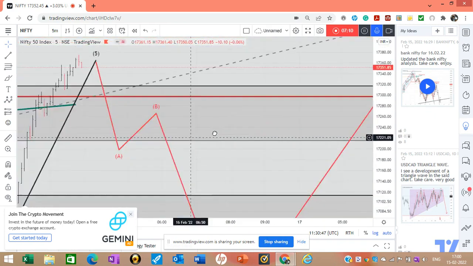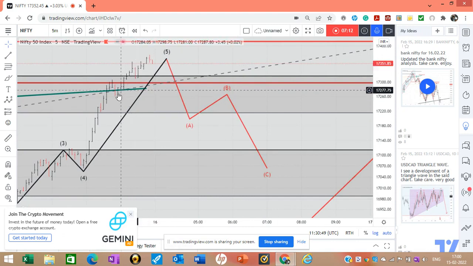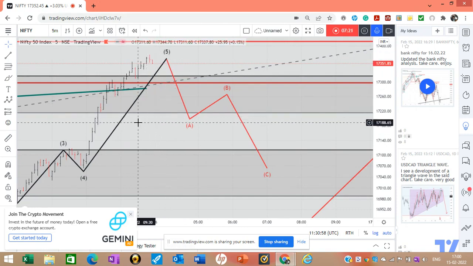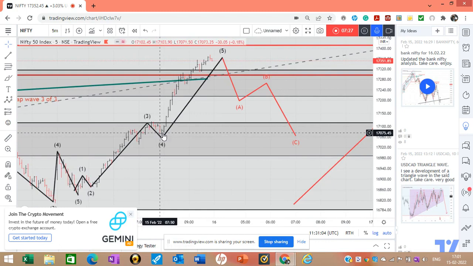And I see triangles forming on the fifth wave. One, two, three, four, and five. So more or less the fifth wave is over. So it is the end of the wave.